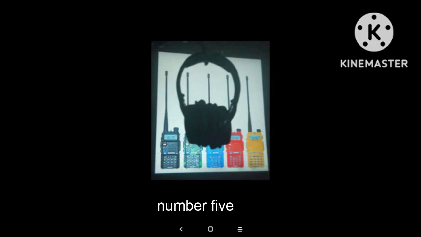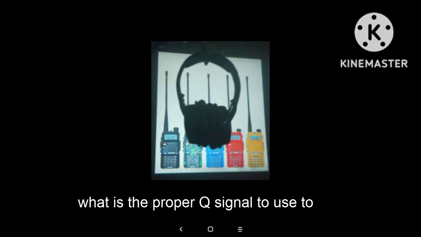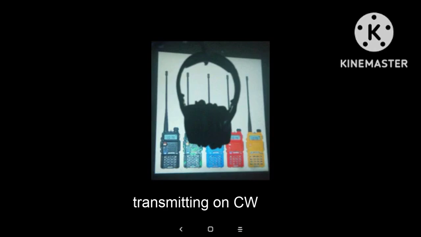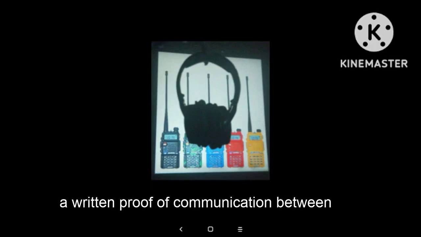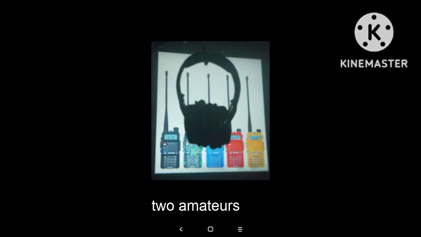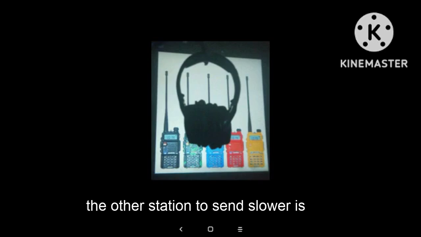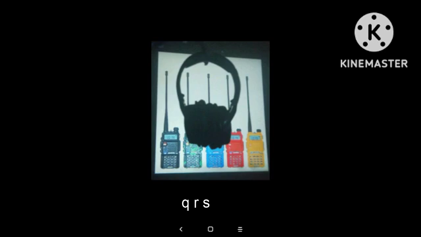Number 5. What is the proper Q signal to use to see if a frequency is in use before transmitting on CW? QRL. Number 6. What is a QSL card? A written proof of communication between two amateurs. Number 7. The Q signal indicating that you want the other station to send slower is QRS.